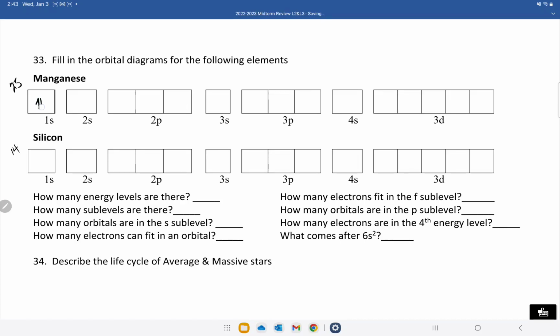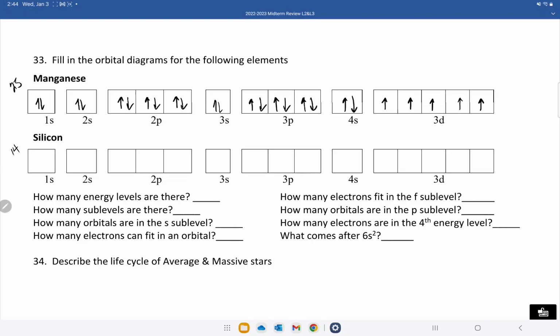So basically I add electrons until I've used up this many electrons. So 1s, up, down, 2s. Then I get to the 2p, I do up, up, up, down, down, down. I've used up 10, I have 15 more I need to put in. Then I get to the 3s, get to the 3p, up, up, up, down, down, down. That's 18. 4s, that's 20. And now when I get to the d, I follow the same rules. 1, 2, 3, 4, 5. And so that would be manganese.